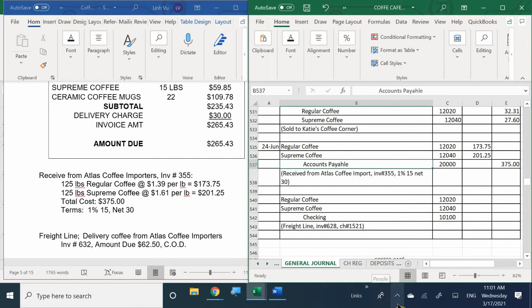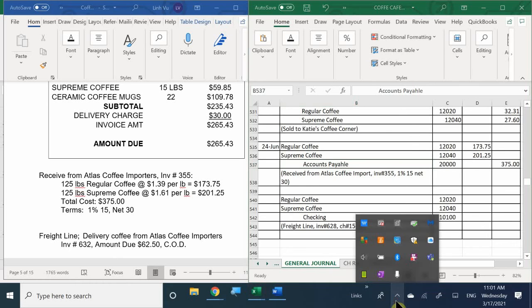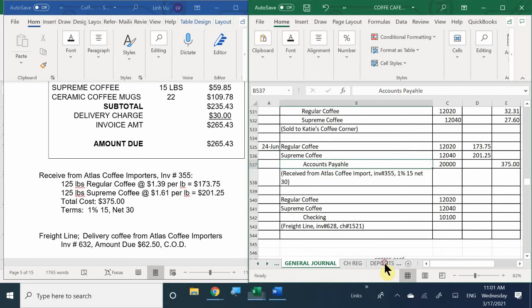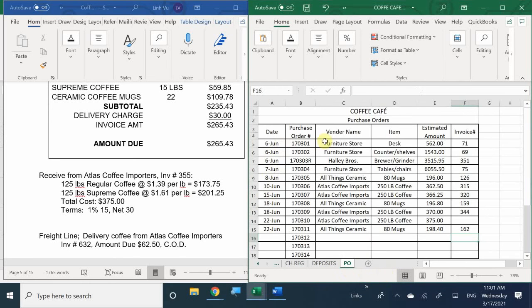Purchase order update. We need to verify that we received the coffee. So there you go. We're going to go to purchase orders right here. We know that we received it. It's invoice number 355. Okay. Now we can go ahead and write that check to Freightlines.